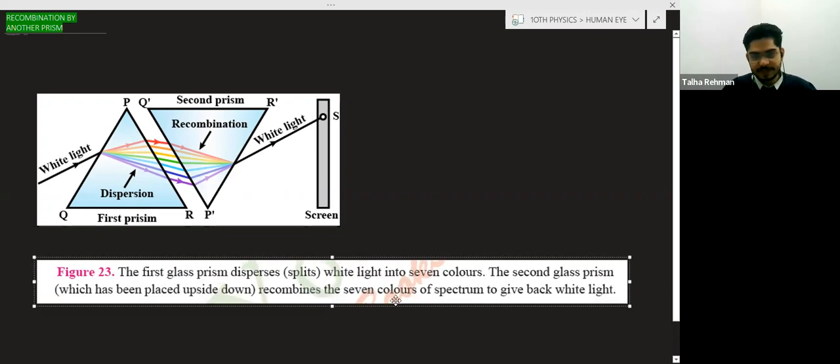So this is explained here. The first glass prism disperses. Disperse means splitting the white light into 7 colors. The second glass prism, which has been placed upside down, recombines the 7 colors of the spectrum to give back the white light.